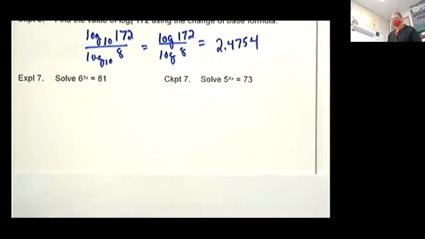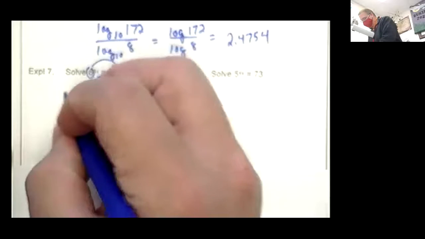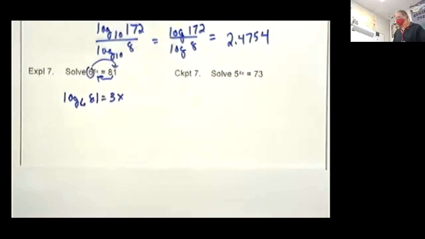Example 7, let's look at solving more equations. So solve 6 to the 3x equals 81. Well, the problem with solving this, again, is the x is in the exponent position. We don't want it to be in the exponent position, so how do we get it out? Well, for that, we have to use a logarithm. So we're going to change back to logarithm form. The base goes to the base, the argument, back to the exponent. So log base 6 of 81 is equal to 3x.